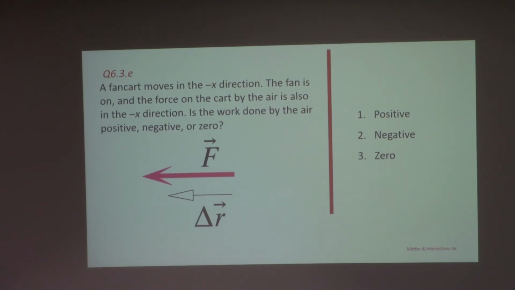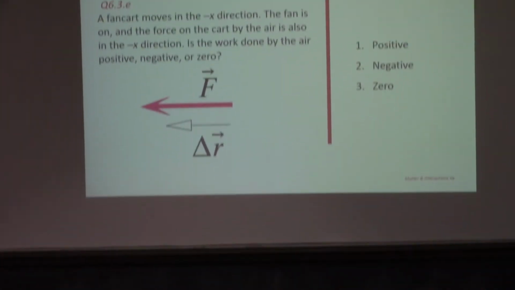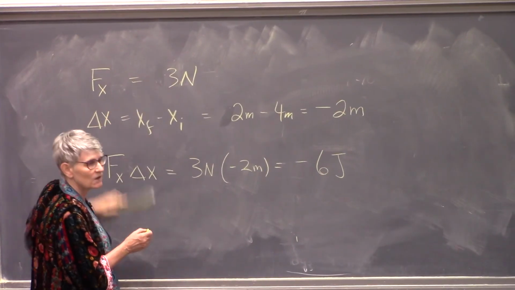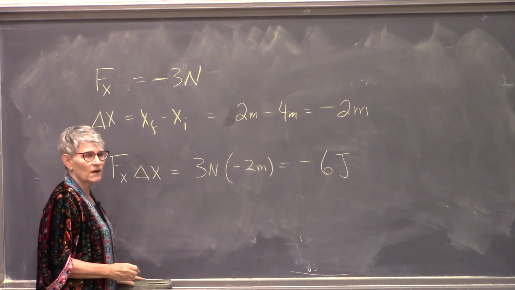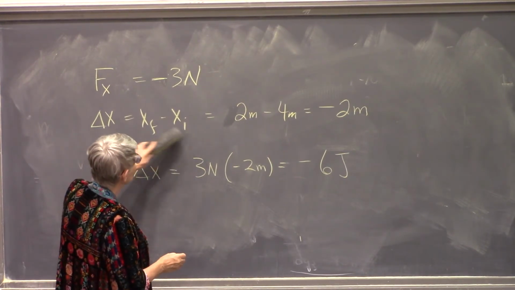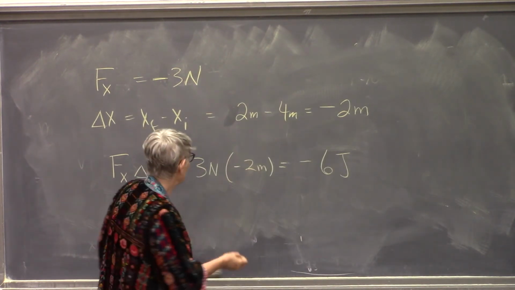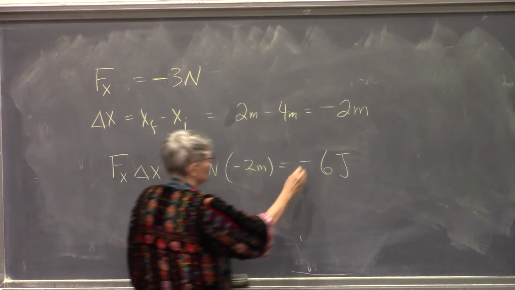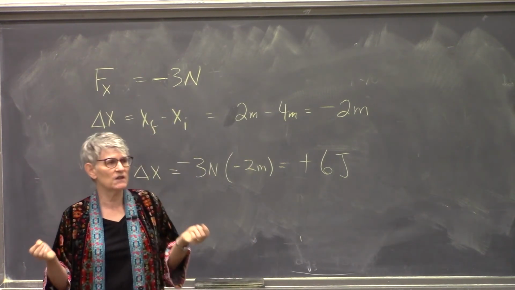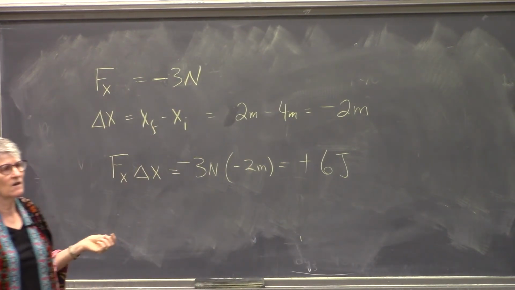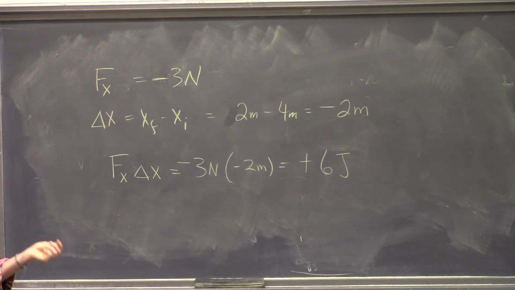Okay, so what do we got? You're saying positive, number one, that's correct. So basically what we've got is that the x component of the force is negative, right? Delta x is still a negative number. So we have a negative 3 newtons times a negative delta x, so the work done is indeed positive. So what happens to your fan cart? Does it speed up or slow down? Speeds up, because positive work was done on it by the air.